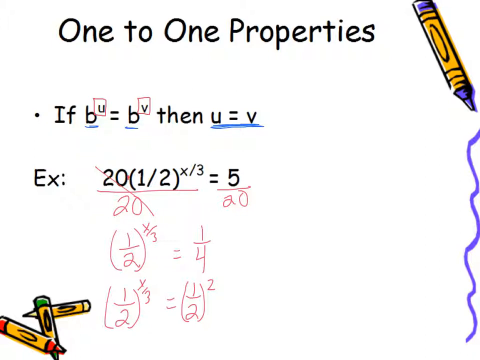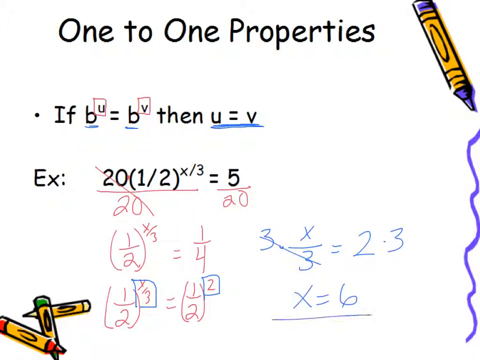The only way these two sides can be equal to each other is if their exponents are equal to each other. So that's what I do. I forget about the 1/2 and I just make the exponents equal to each other. All right, so then x is equal to 6. So that's the one-to-one property. If you have one exponential equal to another exponential, that's what we're going to look to try to do.